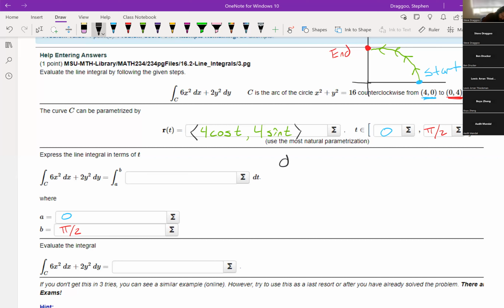So dx, that's the derivative of 4 cosine t. That derivative is negative 4 sine t. dy then is going to be the derivative of 4 sine t, right? I'm getting this dx and dy from my parameterization. My parameterization tells me what x and y are. I need to take derivatives of both of those. And I'm forgetting an element over here, aren't I? Should be proper about this. dx is negative 4 sine t dt. dy is the derivative of 4 sine t, which is 4 cosine t dt. And so I should be adding those dt's in there.